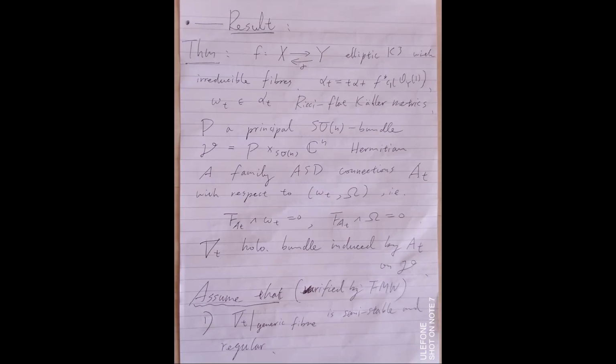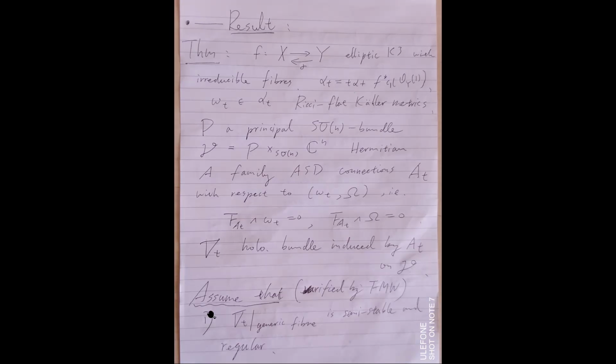So now we have our big assumption. It's a little bit complicated, so let's go through it. First of all, V_t, when restricted to the generic fiber, is semi-stable and regular. Once we have the first one, we have the spectral cover by the Friedman, Morgan, and Witten result. The D_t belongs to this linear system. And because it's a linear system, when t tends to 0, of course, D_t tends to a certain limit in this linear system.